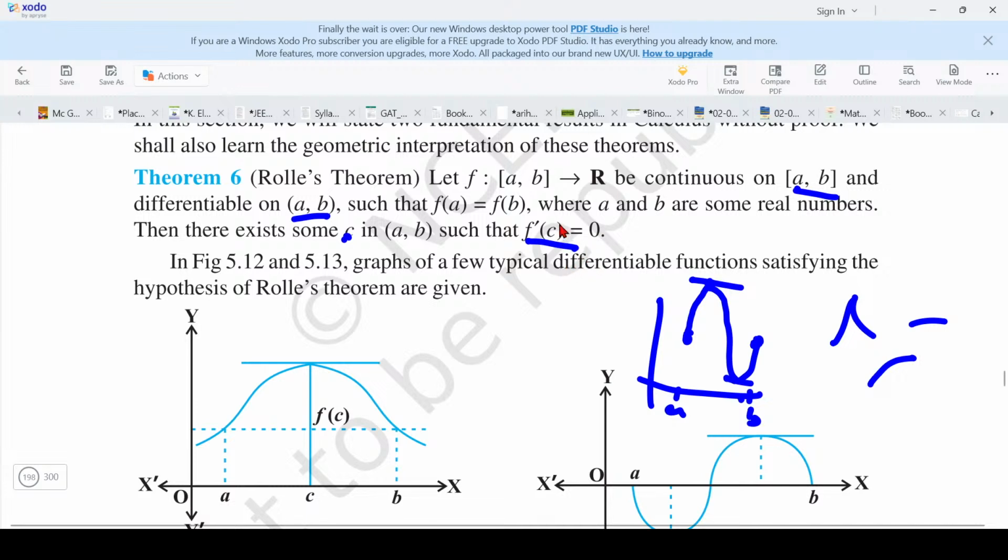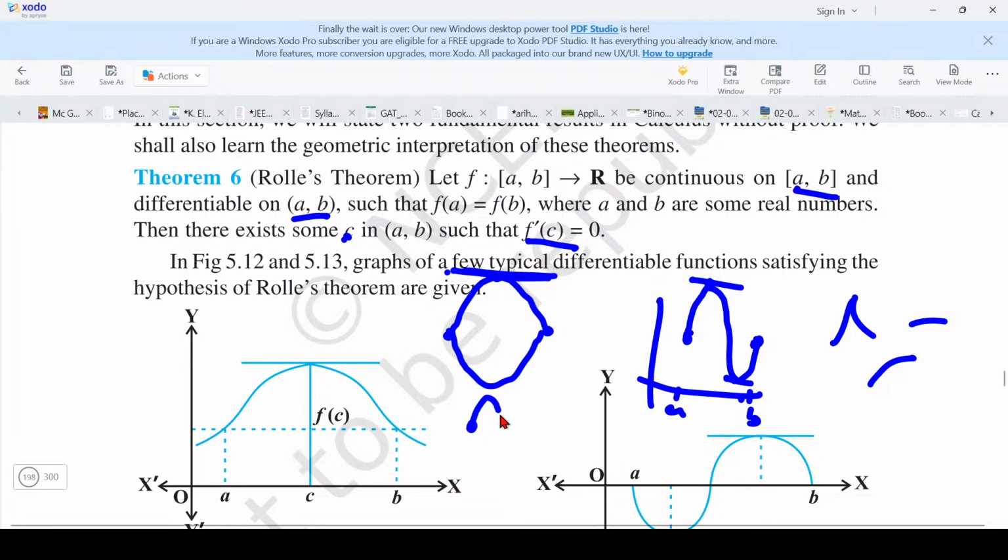Agreed, sir. Okay, at some point between a and b the slope has to become 0. What that essentially means is, if you are starting at some point and reaching the same point, if you are going down eventually you have to go up, and if you are going up eventually you have to come down, right? So there will always be at least one point in between where the slope becomes 0.